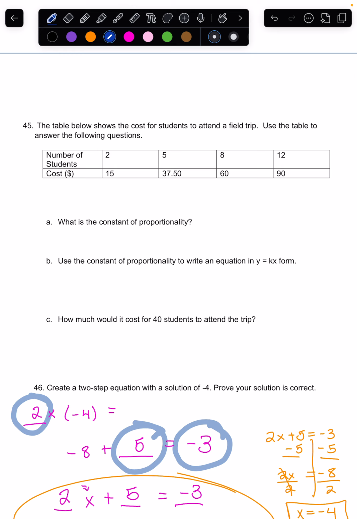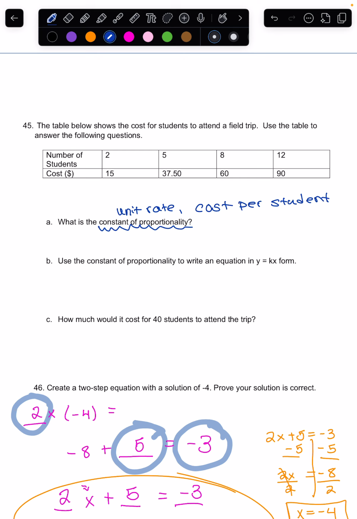It's not going to get cheaper. It's not going to get more expensive as you increase the number of students. So the first thing it's asking you for is the constant of proportionality. This is a fancy word for unit rate, and in this case, cost per student, right?